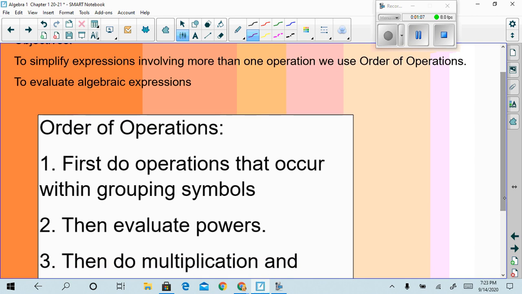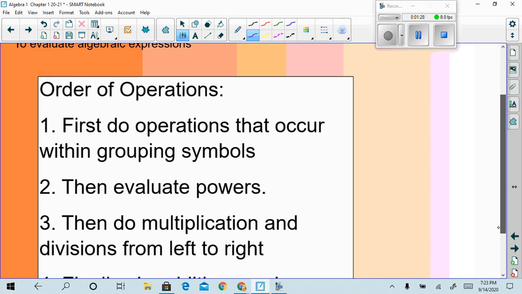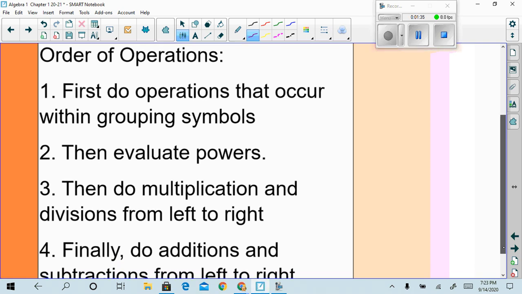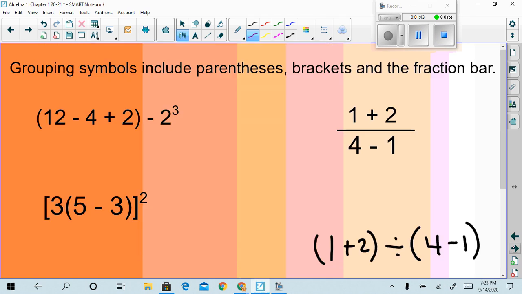Now we use PEMDAS, and the P stands for parentheses, but we're really going to be looking at different types of groupings this year, and you may have already explored them already. We're going to be looking at the parentheses, the brackets, and the fraction bar. The second thing you'll look for are the powers. You want to evaluate any exponents that are there. You'll then use your multiply or divide from left to right. You're going to use that left to right rule. And you'll also use the left to right rule when you're doing the last part, which is the additions and the subtractions. So let's explore a few examples.